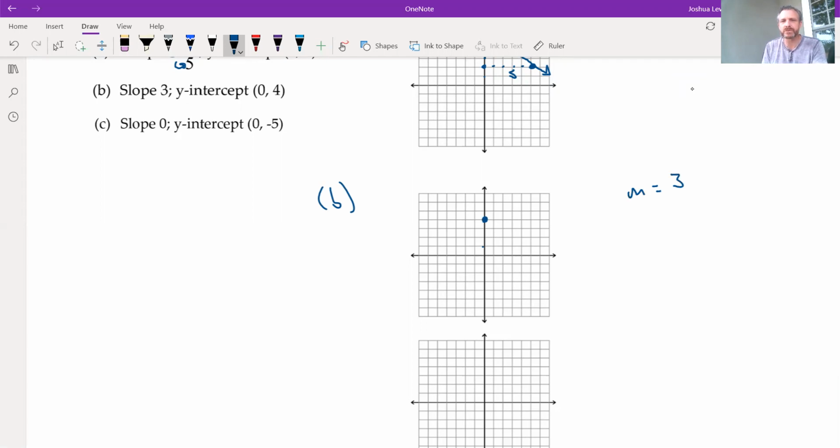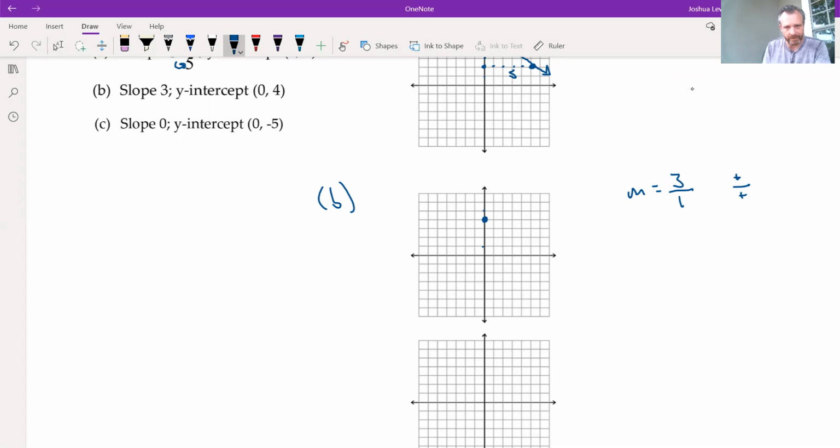But remember, slope is rise over run. I need to know how far to go up or down, and then how far to move left or right. So let's take 3 and just write it as a fraction. Notice that this is positive over positive. Could also go negative over negative. Either way works. So my rise is 3.